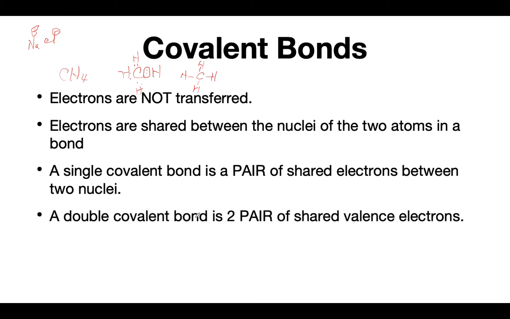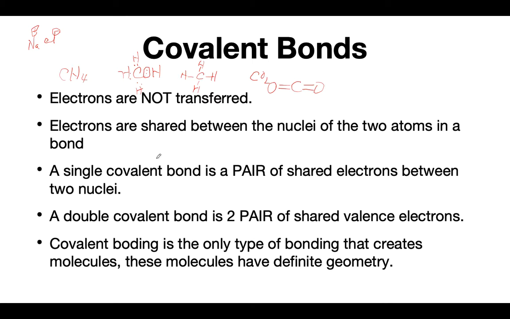Now a double covalent bond is two pairs of shared valence electrons, like the example we showed earlier, carbon dioxide. So for carbon dioxide, we can draw the carbon atom, and like we said, there are two pairs of electrons, right? So in this case, we can draw something like this. So covalent bonding is the only type of bonding that creates molecules. These molecules have definite geometry.